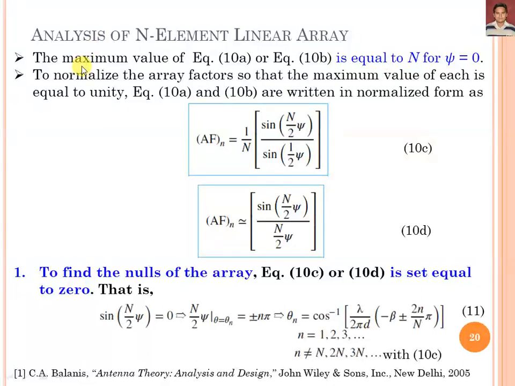To normalize the array factor so that the maximum value equals unity, equations 10A and 10B can also be written in normalized form. The array factor (AF)n equals 1/n sin(nψ/2) upon sin(ψ/2), and we can again rewrite the approximated normalized array factor as sin(nψ/2) upon nψ/2.